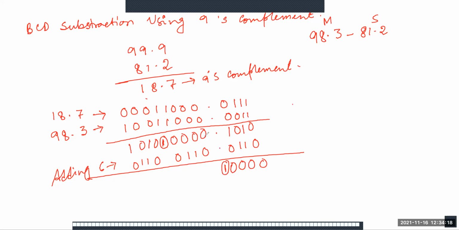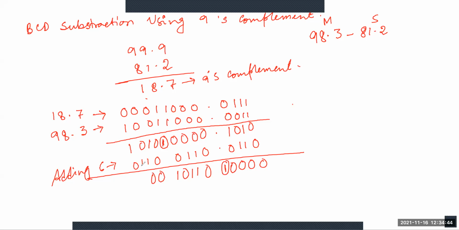Now the next is 0 plus 0, 0. 0 plus 1, 1. 0 plus 1, 1. 0 plus 0, 0. Again this is 1. Next this is 0 plus 0, 0. 1 plus 1, so it is 0 carry 1. So 0 plus 1, 1 plus carry 1, so it is 0. We have carry 1, so 1 plus carry 1, so again it is 0, and we have carry 1.